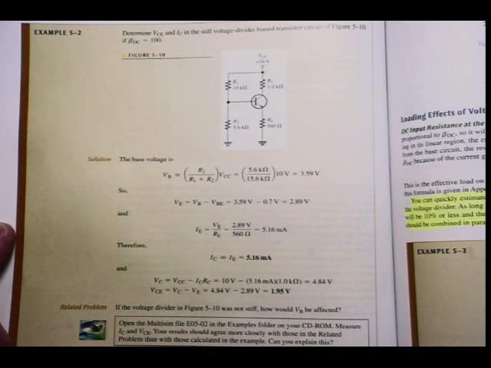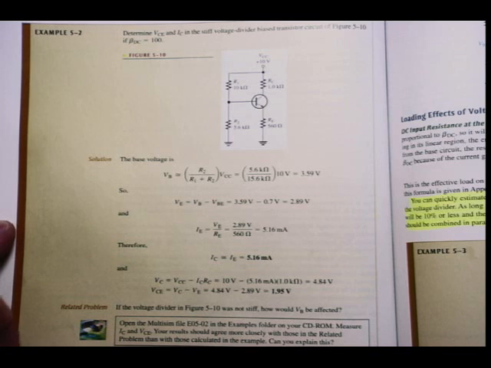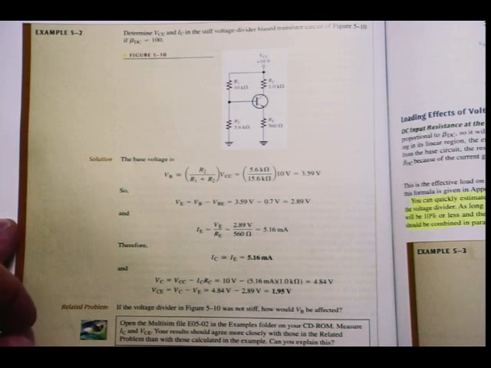VB is going to be equal to R2. Remember, I want to calculate the voltage drop over R2. That should be on top of the line, divided by the total resistance, which is R1 plus R2, times VCC. And then I get an answer there of 3,59 volts. The difference between VB and VE, there's one forward biased PN junction in between. So 0,7 volts that I have to subtract from the value of VB gives me an answer of 2,89 volts.